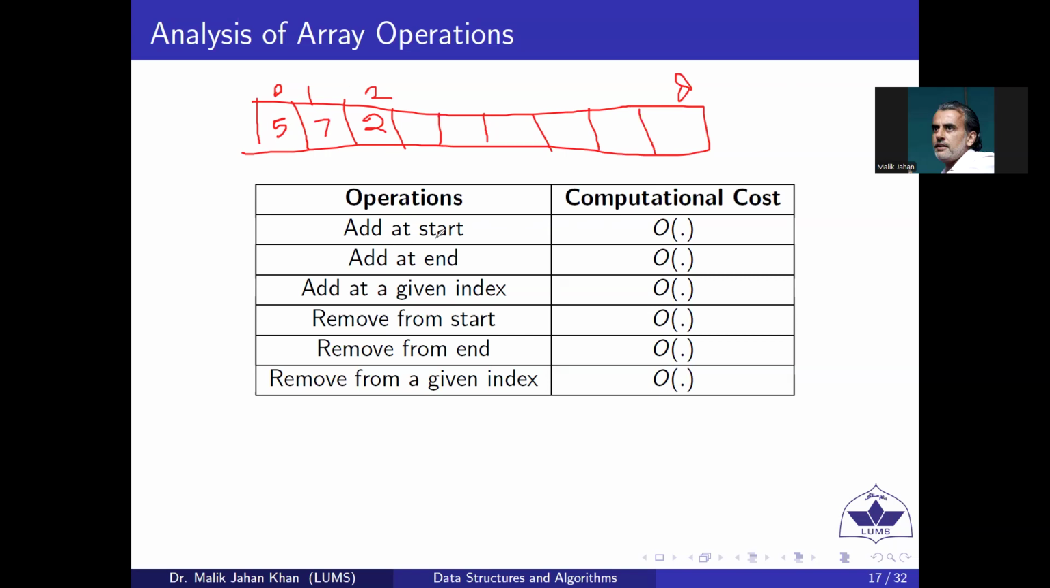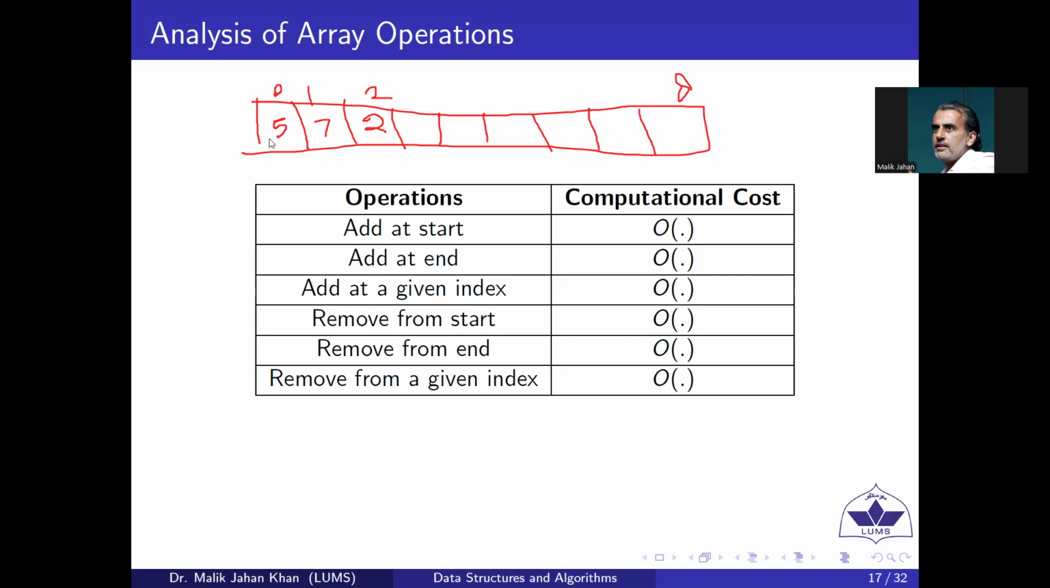Just pause the video over here. Ask yourself what you will do to add an element at the start. And at the same time, think of the logic, but also try to come up with an estimation of computational cost, that in terms of big O, how much time will be required to do this whole thing.